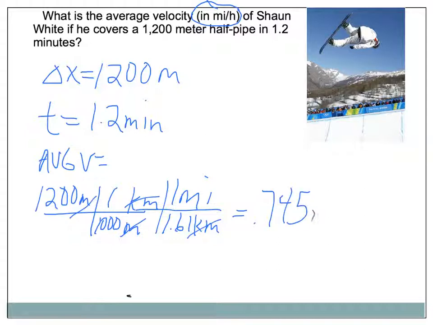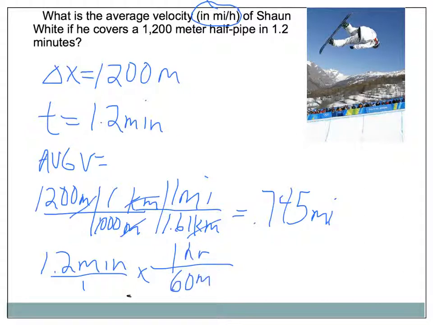0.745 miles. And then if we were going to take our time in minutes and convert it to hours, we would simply take our minute to hour conversion. 1 hour is 60 minutes. So 1.2 divided by 60 gives us 0.02 hours.